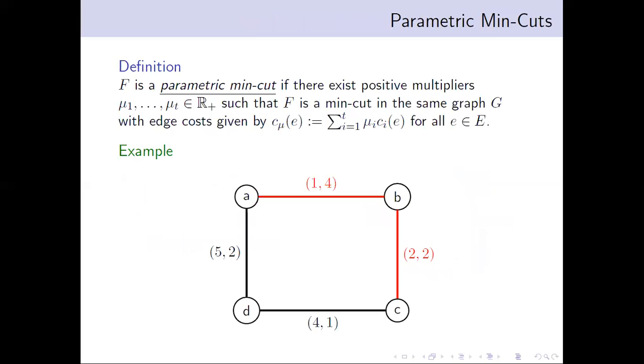First is parametric min cuts. We say that a cut is a parametric min cut if it's a single criteria min cut for some linear combination of the t cost functions. So for instance, the red edges here are a min cut under the single criteria that's equal to the first cost function plus half of the second cost function.